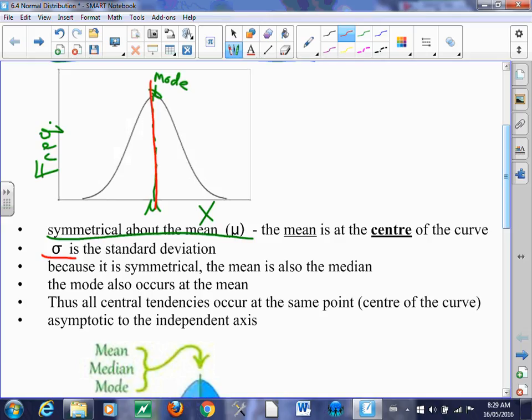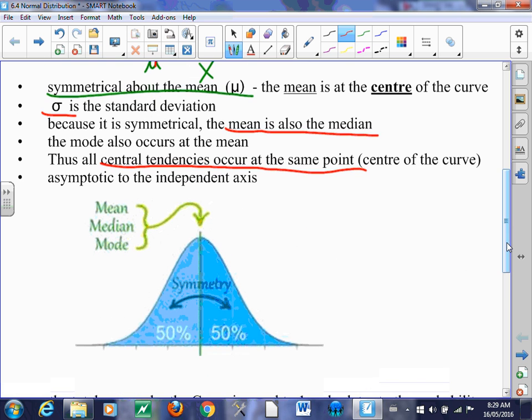Because it's symmetrical, the mean is also the median. So mean, mode, and median are all at the same spot. Okay? Thus, the central tendencies occur at the same point, which is the center of the graph. And it's demonstrated right here, folks, where you've got 50% of your data above and 50% below, and the mean, mode, and median are all at the same spot. Okay, just remember though that just like the exponential, this has an asymptote on the x-axis. Okay, all right.